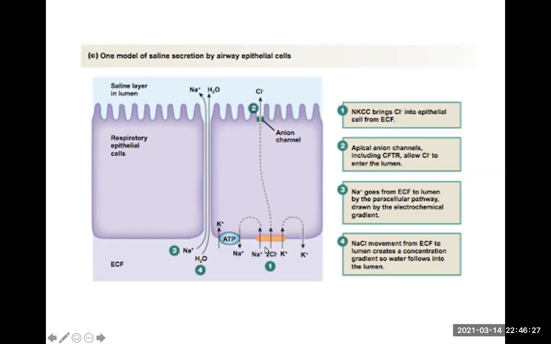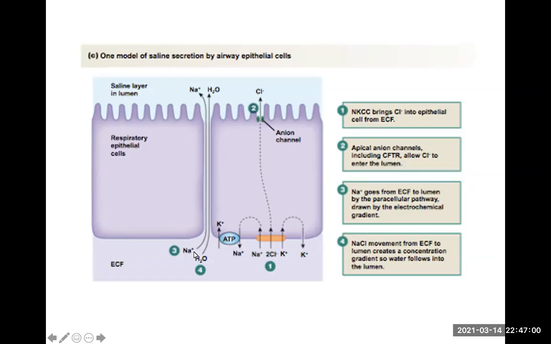Number one, it's an NKCC. So it's this sodium, potassium, and chloride exchange, and it's going to bring chloride into the epithelia from the ECF. ECF is on the bottom side here. Number two, you're going to have an apical, which just means the free side of the tissue. So it's going to be an apical anion channel that includes the CFTR channel right here. This is the CFTR, and it allows the chloride to enter into the lumen.